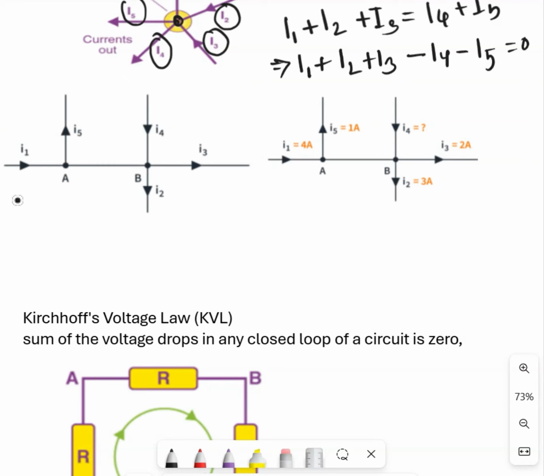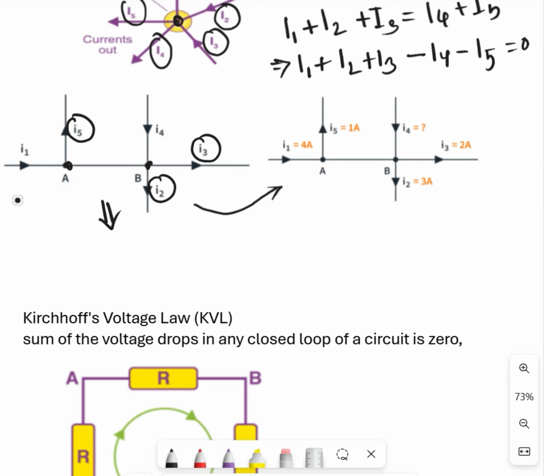Here is an example. This is node A, or junction A, and there is another junction B. The current entering is I1, another one is I4, and which ones are leaving? I5 is leaving, I3 is leaving, and I2 is leaving, right? So here is the expansion of the example with values: I1 is 4 ampere, 1 ampere, 2 ampere, 3 ampere, right? So let's try with the example first.